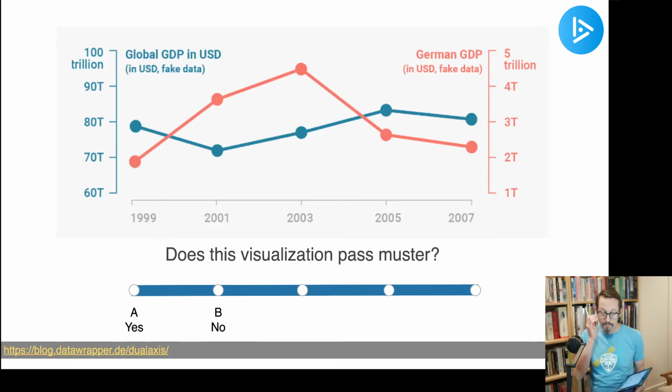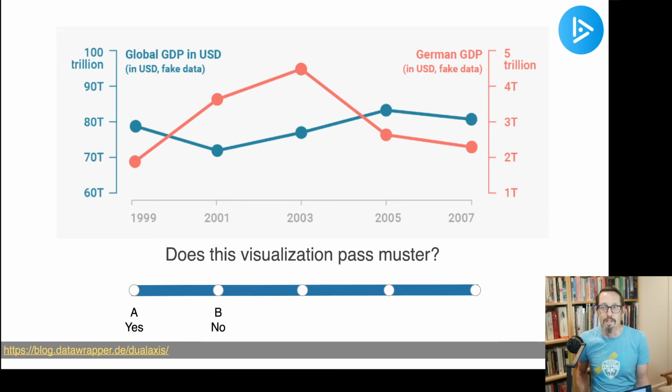So does this one pass? Yeah, you're right. Look at the two axes. They're not really comparable at all, right? The US one is more than 10 times the German axis, and the US one is not rooted at 1. So the two axes are just not comparable at all.